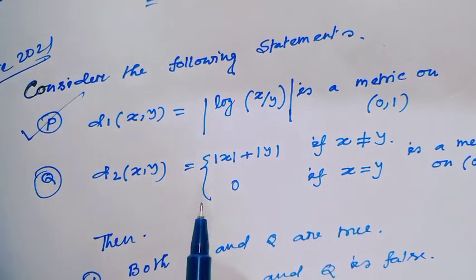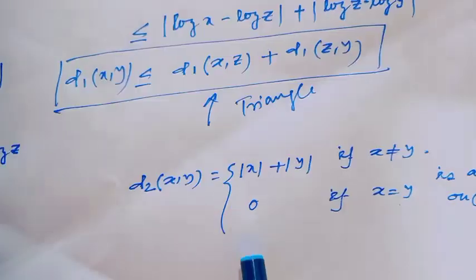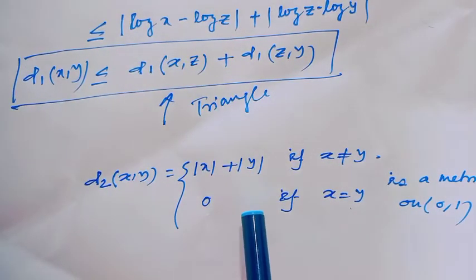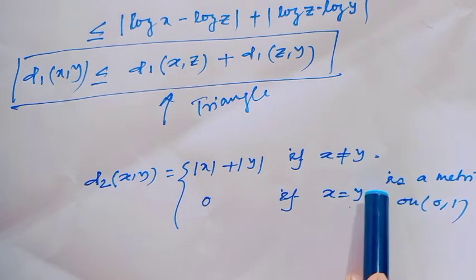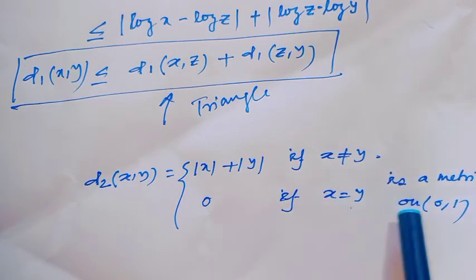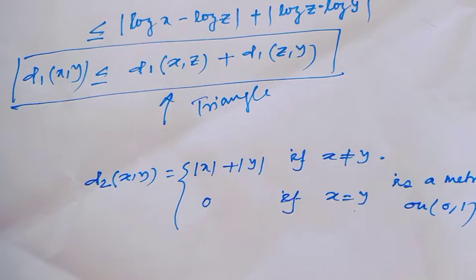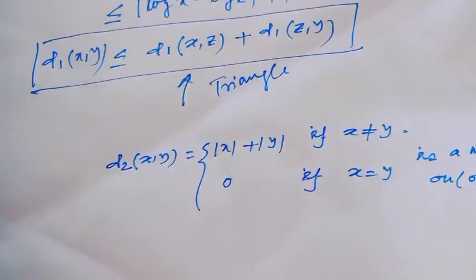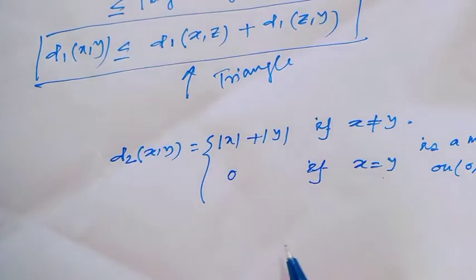Now we have to prove d2 is a metric. They have given d2(x,y) equal to the absolute value of x plus the absolute value of y if x is not equal to y, and 0 if x equal to y. We have to verify this is a metric on [0,1]. Obviously this is very easy. This is the same as a discrete metric. Just check it again.